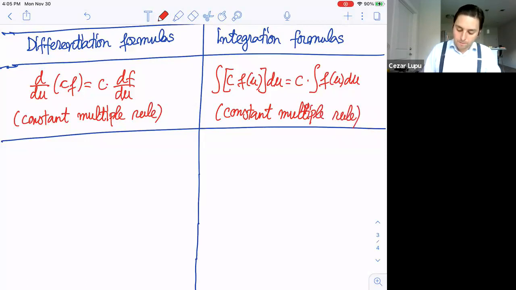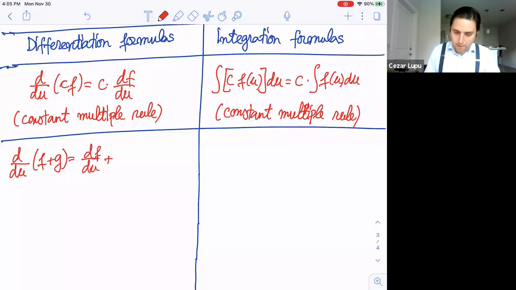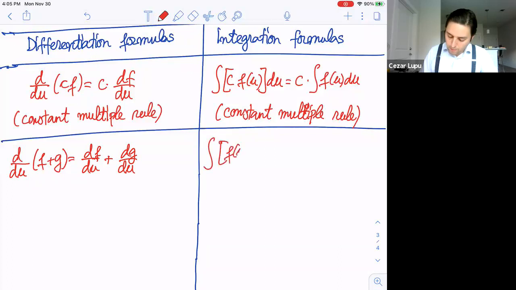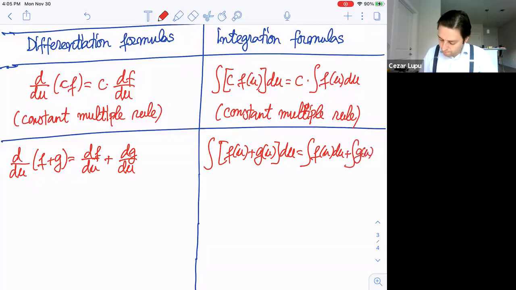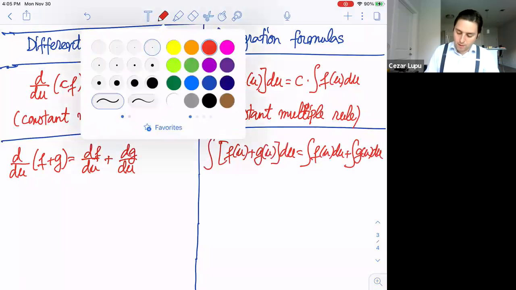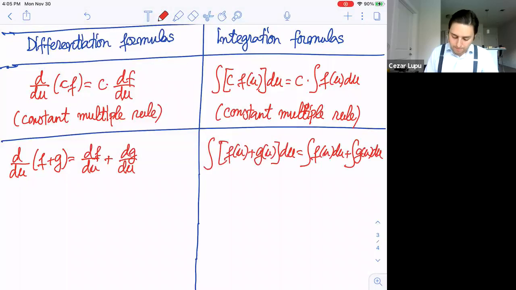All right, now the second one will be the sum rule. So when you have something like d over du of, let's say, f plus g, this will be df over du plus dg over du. And here you will have that the integral of f of u plus g of u du is the integral of f of u du plus the integral of g of u du. And we call this the sum rule.